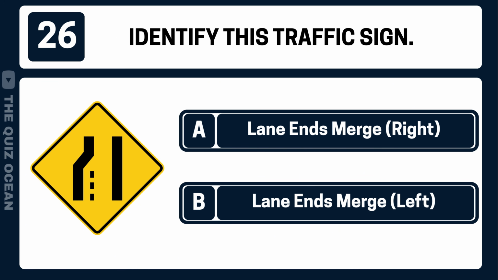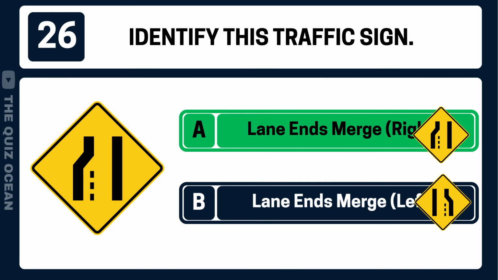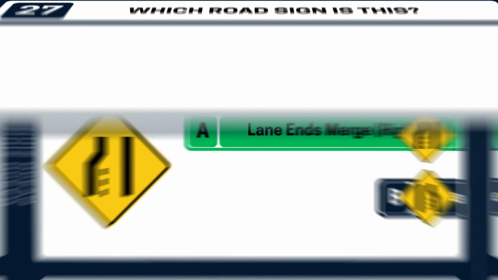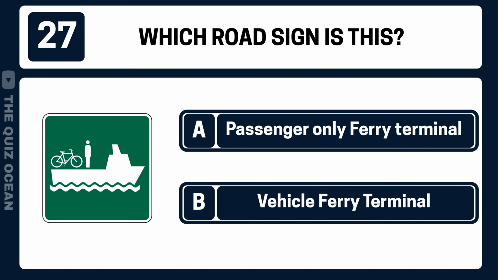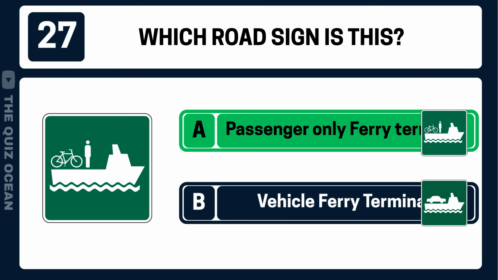Identify this traffic sign. A. Lane ends merge right. B. Lane ends merge left. Excellent. It is the lane ends merge right sign. Which road sign is this? A. Passenger only ferry terminal. B. Vehicle ferry terminal. Great catch. It is the passenger only ferry terminal sign.